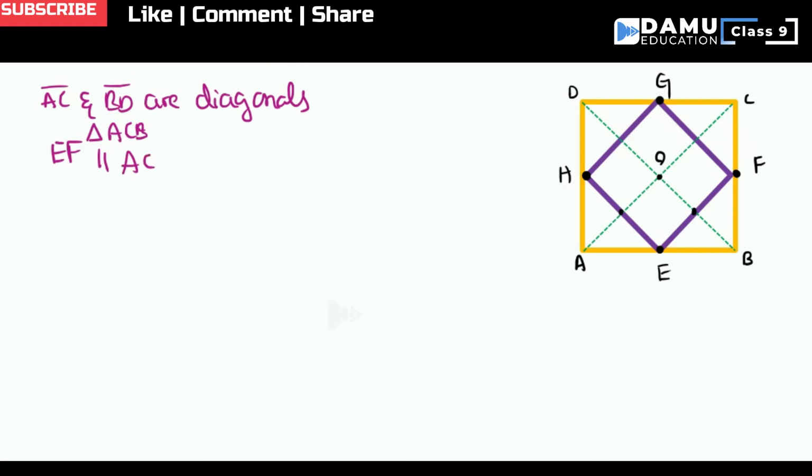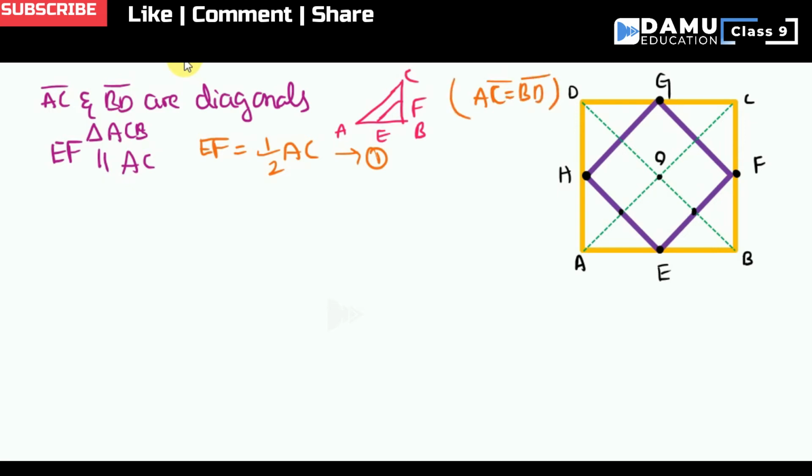So the triangle ACB looks like this, and EF is like this. So EF is parallel to AC. Then we can write that the EF length will be equal to half of AC. Let's take this as equation 1. And the diagonals AC will be equal to BD. That also we should know. So diagonals AC will be equal to BD.